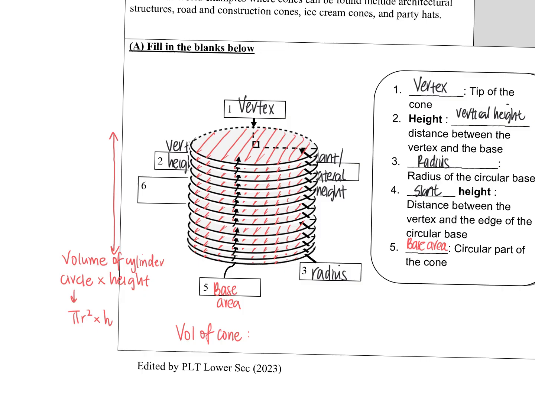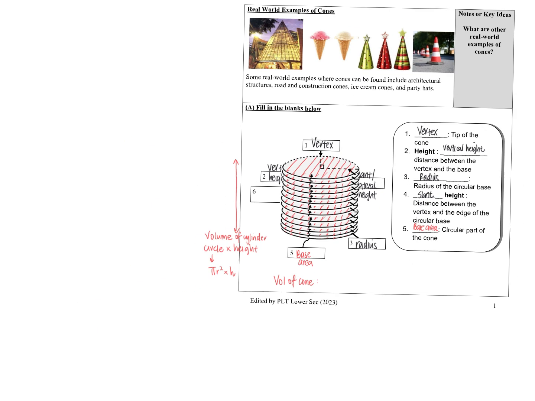So there's no new formula here. It's still base area times height here. This one is still base area times height. Okay? But just that this one is 1/3 base area times height. So remember, now we have derived the formula for cylinder.